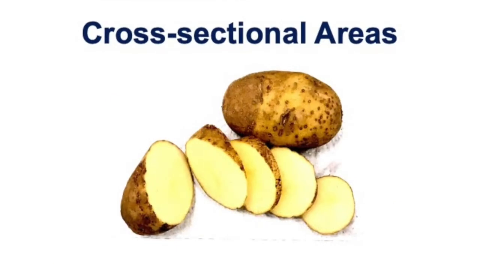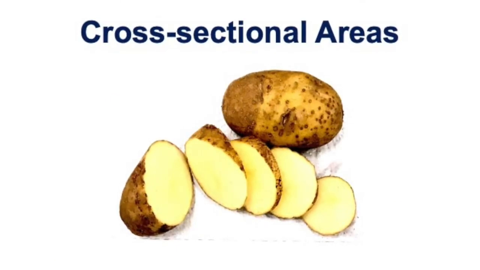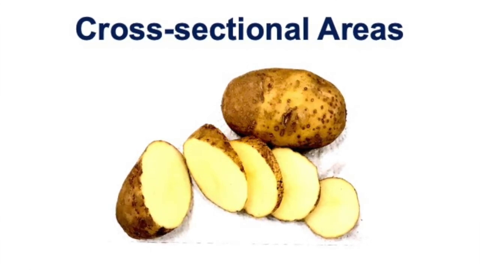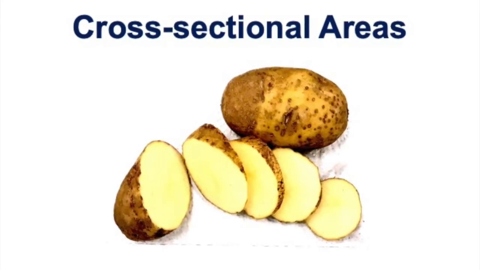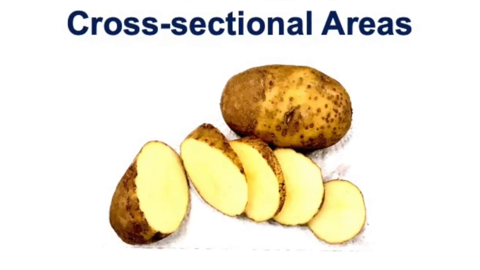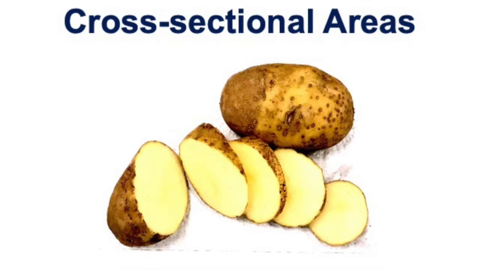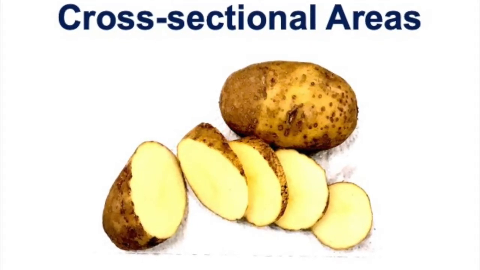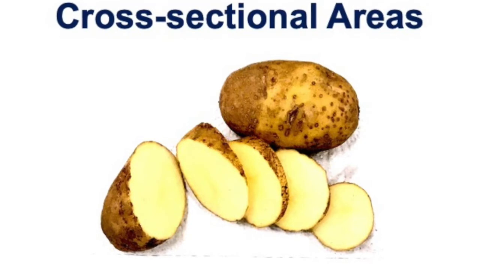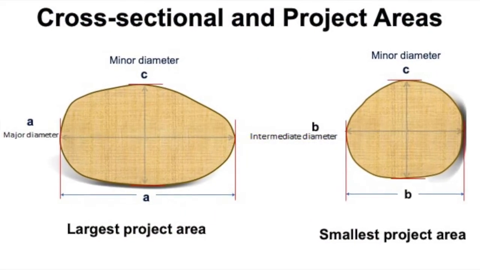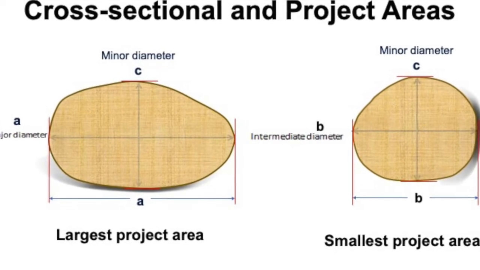When a potato is cut at different angles or positions, the cross-sectional areas are quite different. Generally, the shape of this cross-section is irregular. There is one and only one largest cross-sectional area, which is called the largest project area. There is also a smallest project area.